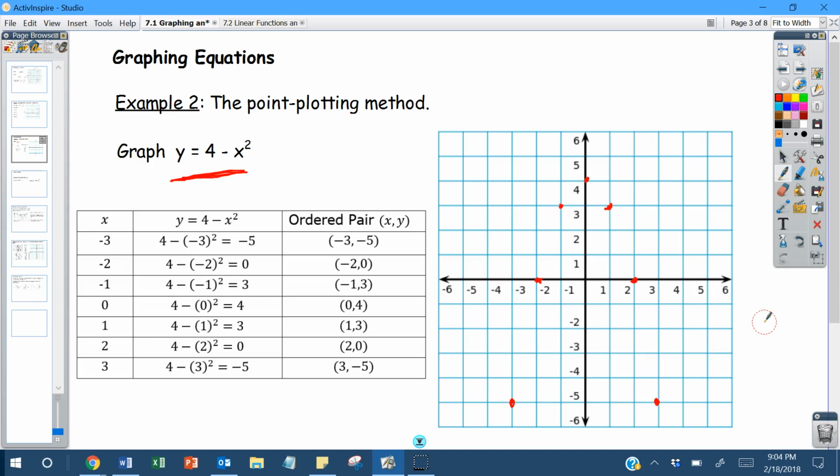It's an upside down parabola, so I can connect these dots based on what I see. I missed this point right here. That looks like that. And like that. Sorry, bad drawing on my tablet.